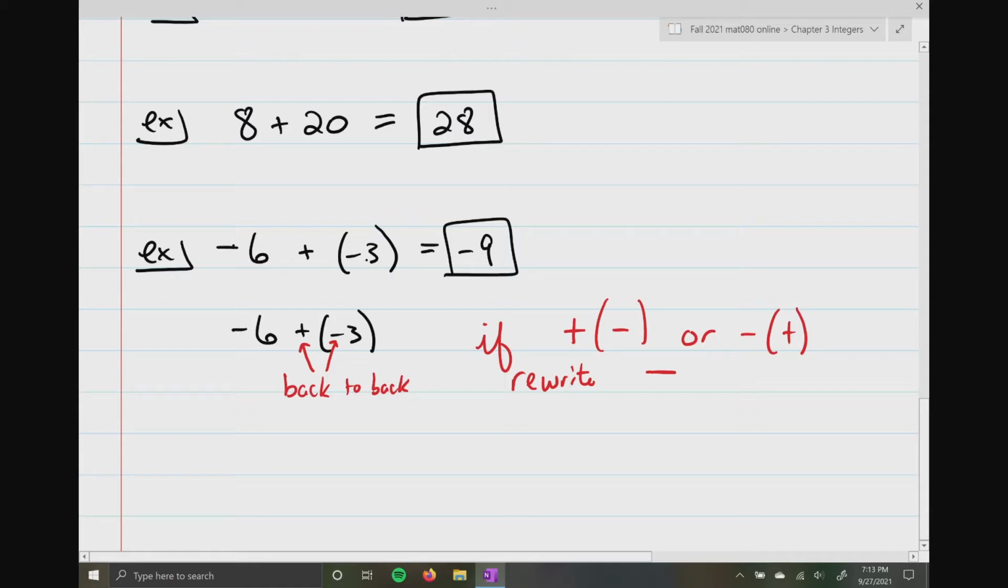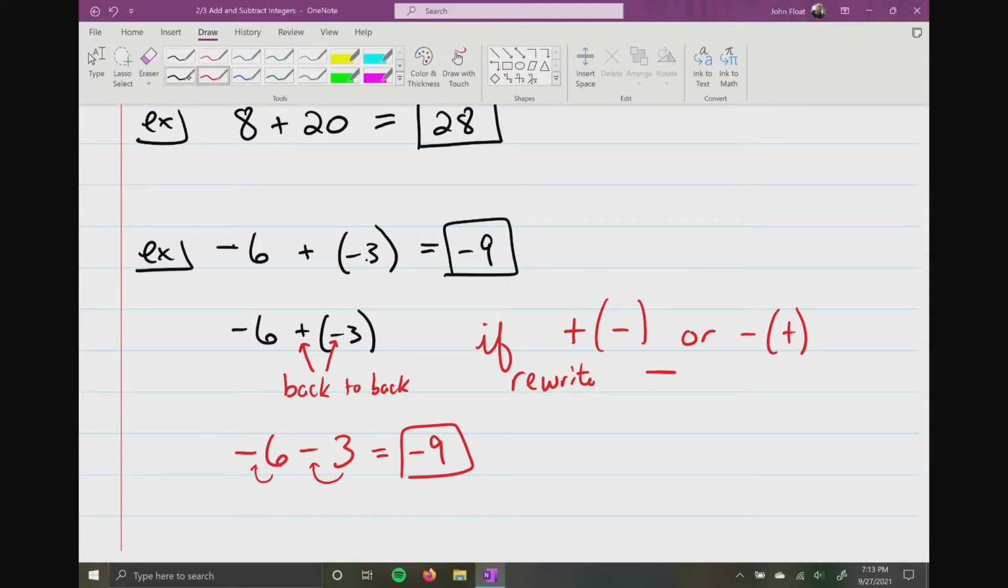So for us, this is going to be -6 minus 3. And once again, if you look at the signs directly in front of the numbers, nothing changes. They're both negative. So we're going to combine the numbers and keep the sign. So you still get the same exact result. Okay? So now what I'd like us to do is a couple more problems.